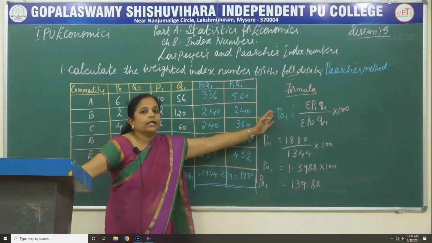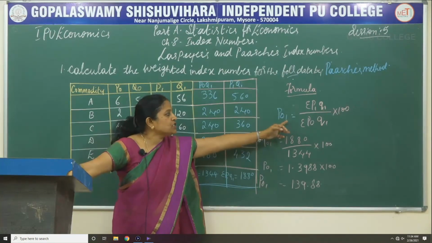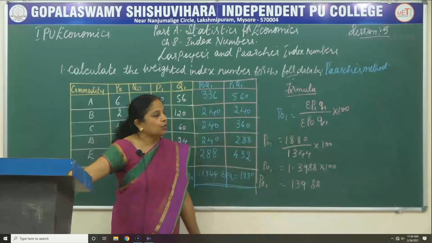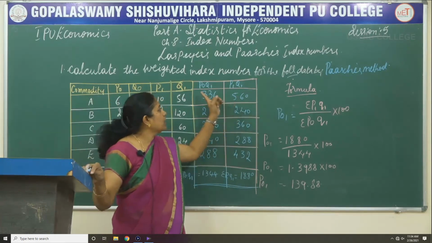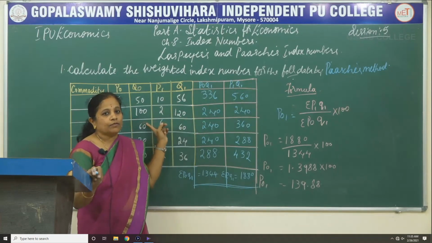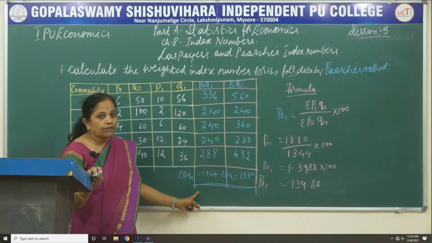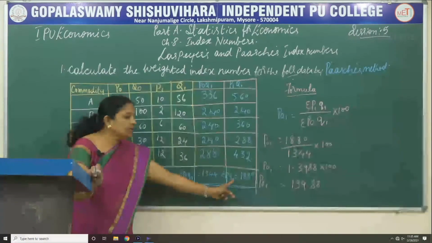So to calculate the weighted index number under the Paasche method, the formula is P01 equals sigma P1 Q1 divided by sigma P0 Q1 multiplied by 100. So for that we need to calculate the P0 Q1 and P1 Q1 for each of the commodities, and then we will take the total of this. So at the end when we add, we get the sigma P0 Q1 and sigma P1 Q1.